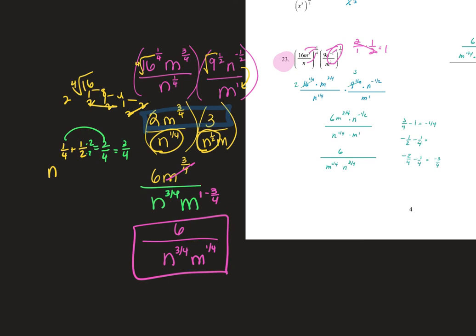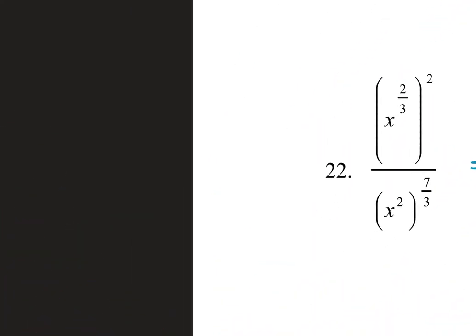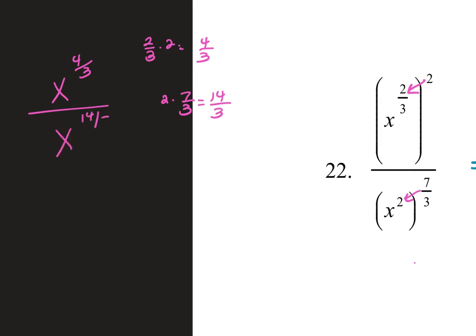22? All right, 22. The first thing I'm going to do is distribute the exponent in. So 2/3 times 2 is 4/3. I get x to the 4/3 over, distribute this in, 2 times 7/3 is 14/3. So x to the 14/3.